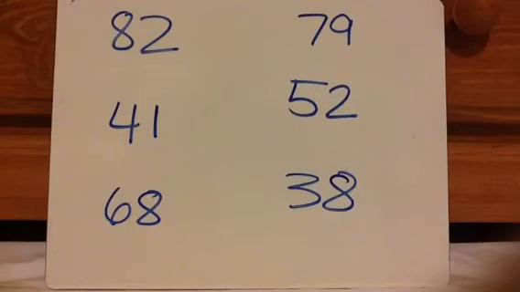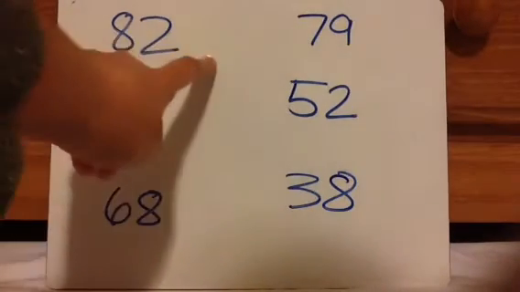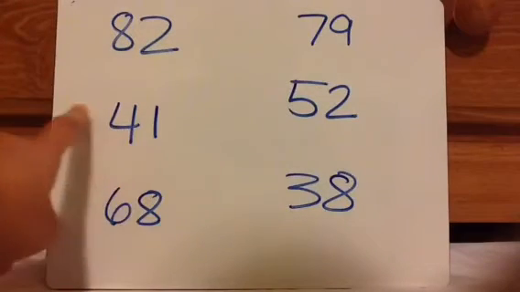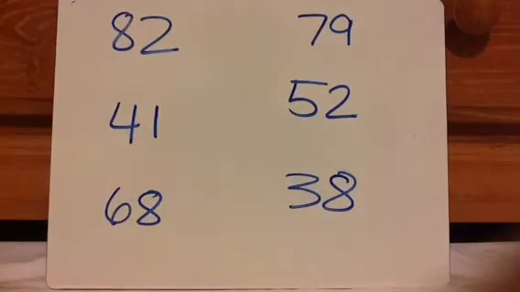So I want you to round each of these to the nearest tens. This is easy because you can just look at it and be like, okay, 82 is between 80 and 90. Which one would it be? 41 is between 40 and 50. Which one would it be? So just press pause, go through them, and press play when you're ready.